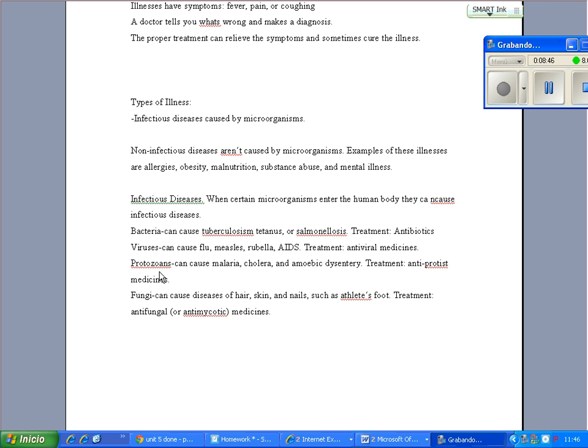Protozoans can cause malaria, cholera, and amoebic dysentery. Treatment, antiprotist medicines. Fungi can cause diseases of the hair, skin, and nails, such as athlete's foot. Treatment, antifungal or antimycotic medicines.